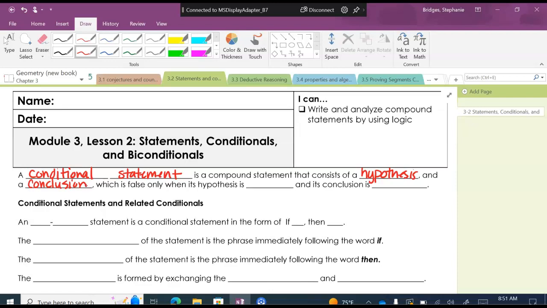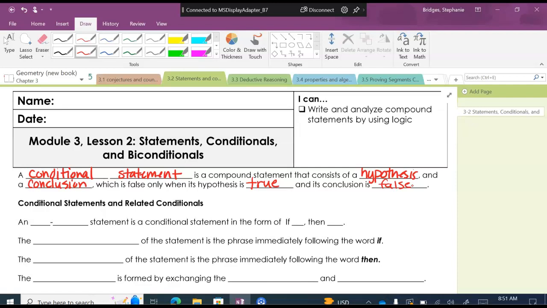And these conditional statements are only false when our hypothesis is true, but our conclusion is false. Okay? So far, so good. Conditional statement. That's what we're going to be dealing with a lot. It has a hypothesis and it has a conclusion.